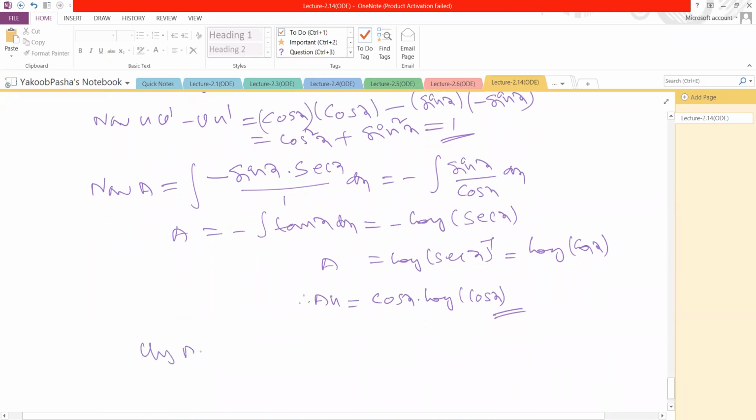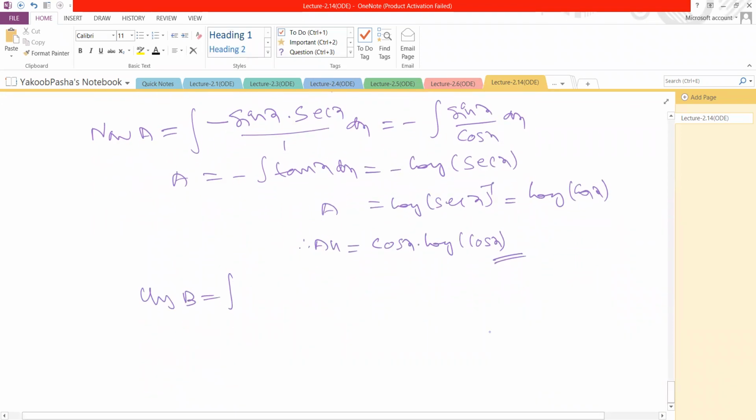Similarly, B is equal to the formula, integral of U R by U V dash minus V U dash, into dx. What is the formula here? U is cos x, R is secant x, and U V dash minus V U dash value is 1. This is equal to cos x, the sin x will be cancelled, integral dx, that is equal to x. Therefore B V is equal to x, and V is sin x. So this is equal to x into sin x.